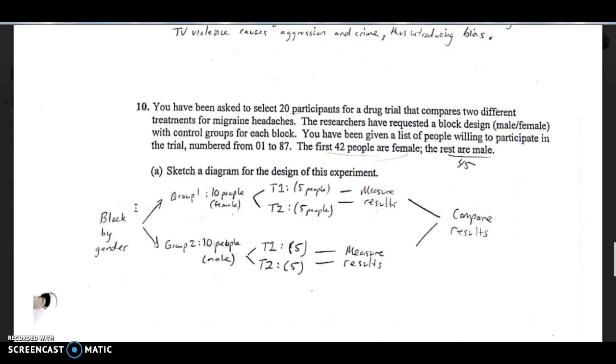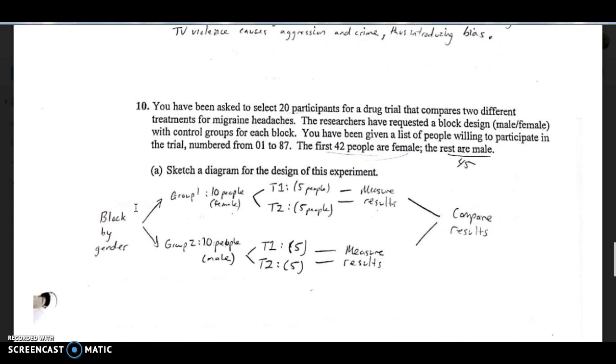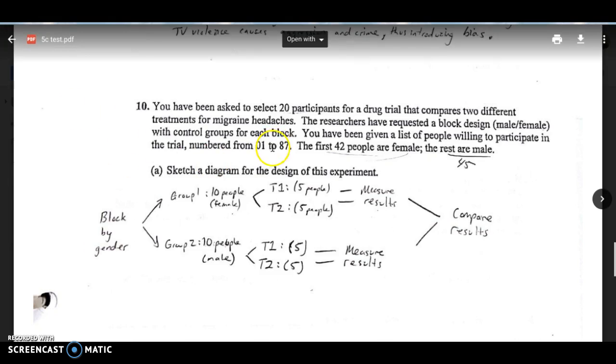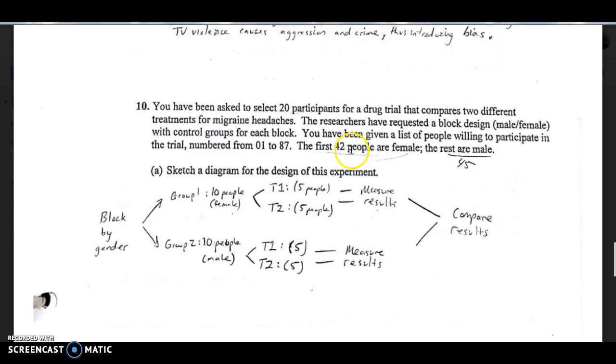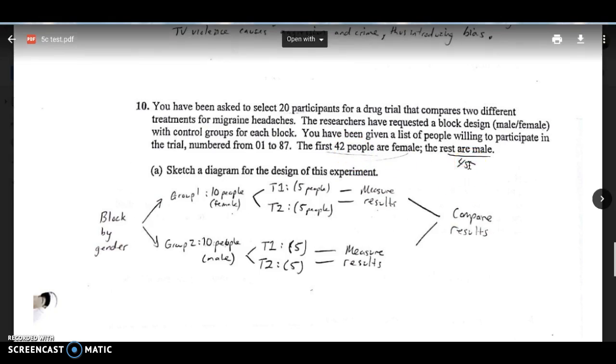Question 10. You have been asked to select 20 participants for a drug trial that compares two different treatments for migraine headaches. The researchers have requested a block design, male and female, so we're blocking by gender, with control groups for each block. You have been given a list of people willing to participate in the trial numbered from 01 to 87. The first 42 people are female, the rest are male. So right off the bat, I know if there's 01 to 87, there's 87 people, 42 are female, that means 45 of them are male.